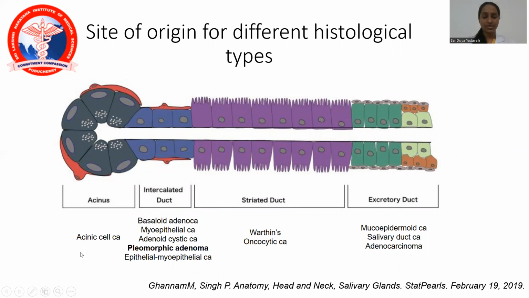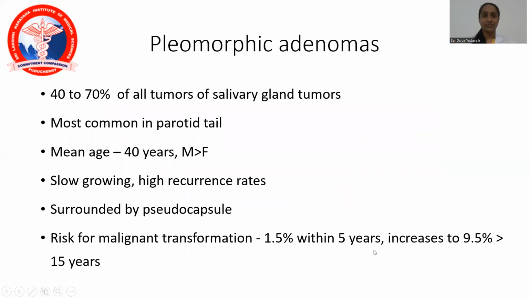From the acinar cells, you get the acinic cell carcinoma. From the intercalated ducts, you can see multiple tumors arising. The pleomorphic adenoma, which is the most common benign tumor of the salivary glands, most commonly seen in the parotid, arises from the intercalated duct portion of the salivary gland. From the striated duct portion, we can see that the Warthin's tumor and the oncocytic carcinoma arise. And from the excretory duct portion, the mucoepidermoid carcinoma, salivary duct carcinoma, and adenocarcinoma are said to arise.